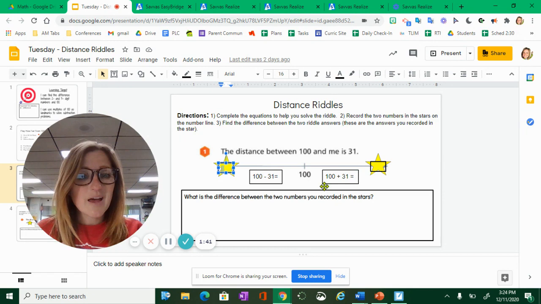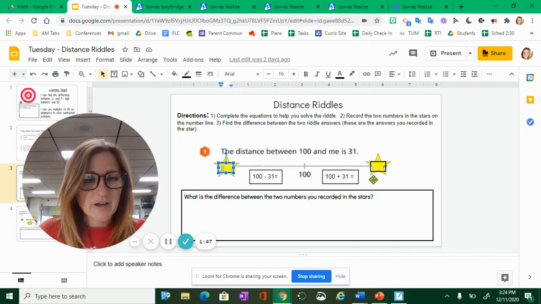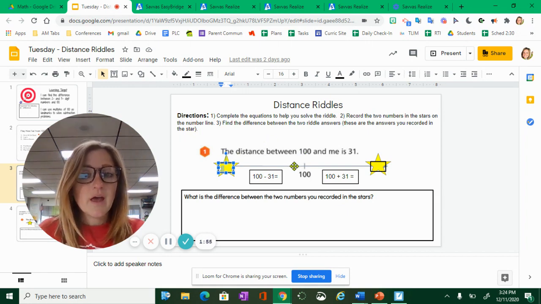And then the last step is to find the difference between the two stars. Don't forget, we found a trick yesterday. We found that if this middle mark is 100 and we're going to go 31 backwards this way and 31 forwards this way, then if we did 31 plus 31, we would get the total distance between both of the numbers, which is a really cool trick to help us.